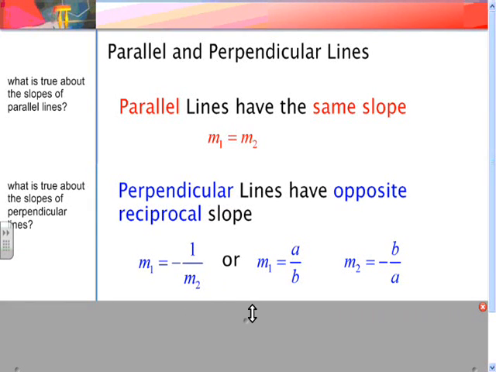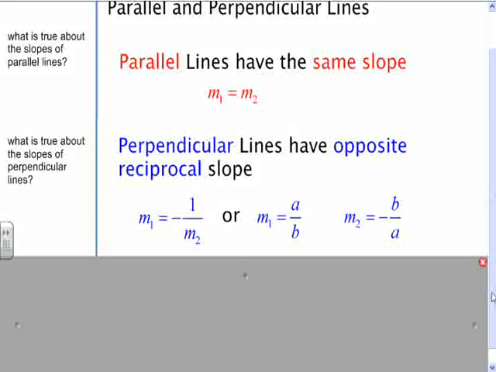And I think this can be a little bit confusing, so let's represent it another way. Let's say that the slope of M1 was A over B. If that's the case, and M1 and M2 are perpendicular, the slope of M2 will be negative B over A. So see, we just flipped that fraction and made it negative. And just to clarify, let's look at one more example.